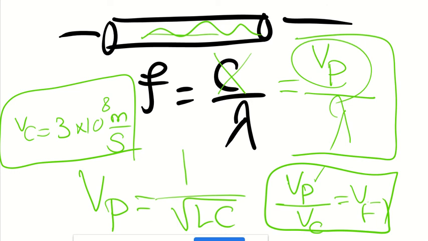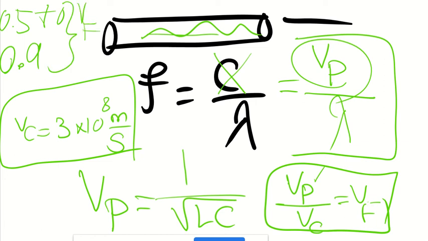And as I said, Vf is usually 0.5 to 0.9, and Vp is usually that times Vc. So velocity factors in transmission lines vary from 0.5 to 0.9. That's the Vf usually for transmission lines. Okay.